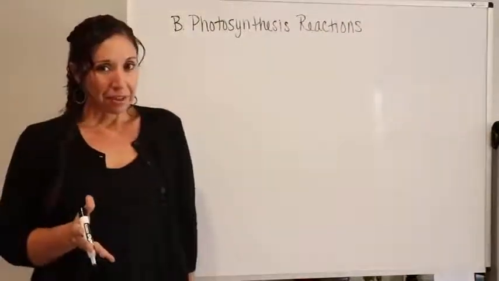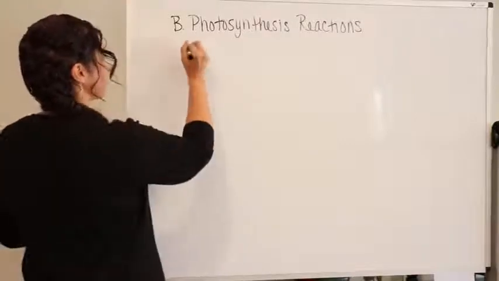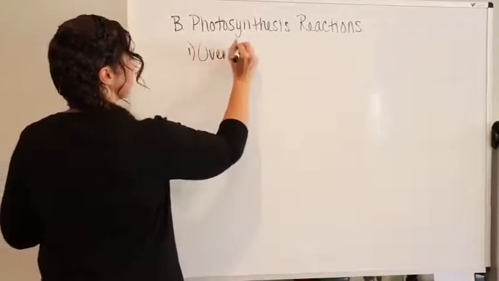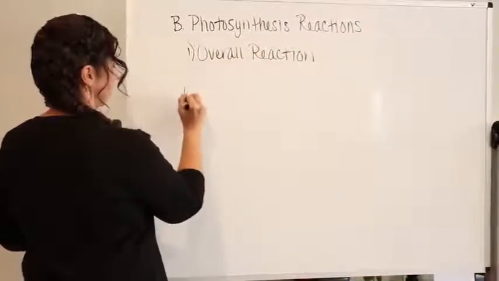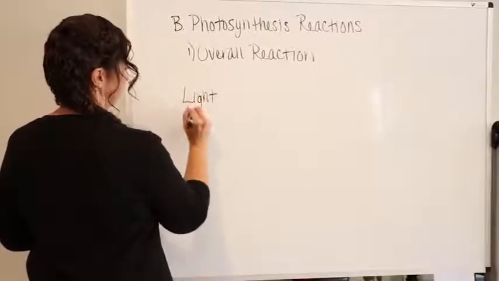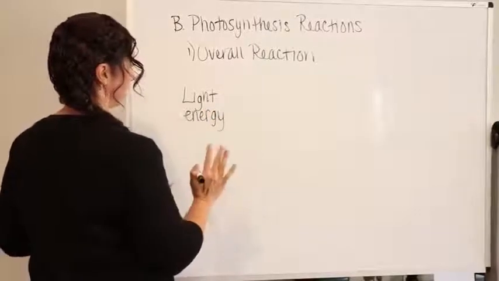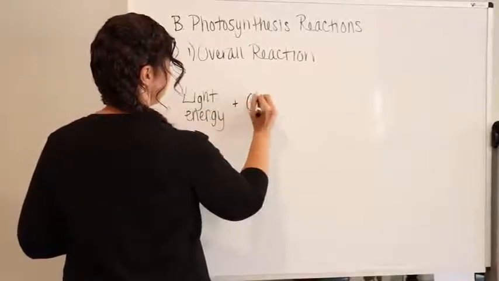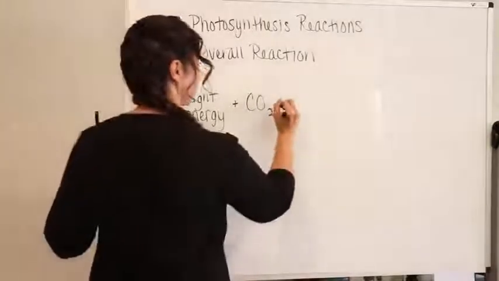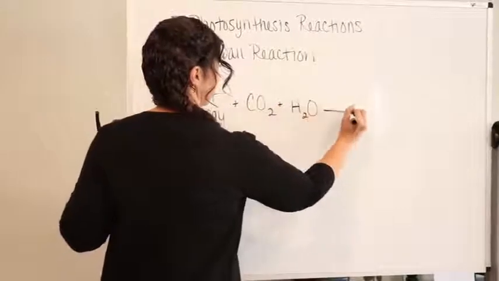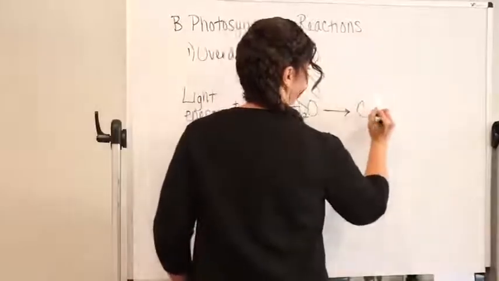So just like cellular respiration, we have an overall reaction. So here's the overall reaction. The overall reaction would be essentially light energy, which there's no chemical formula for, so you don't need to worry, plus CO2, and you're going to be adding water, so plus water. And it's going to create glucose and oxygen. So C6H12O6.